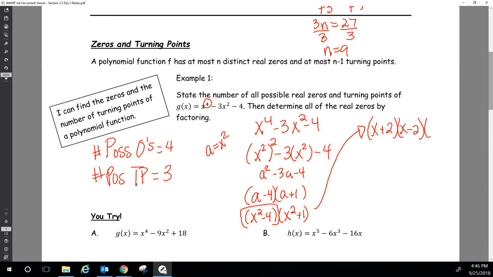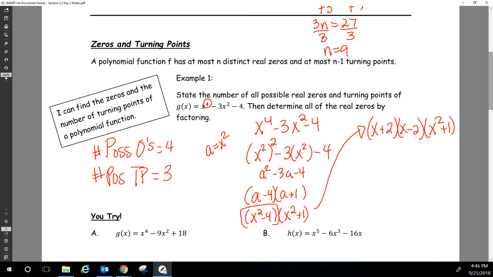For the second one here, I do have a perfect square, x squared. I have a perfect square 1, since 1 times 1 is 1. But it's not a difference of 2 squares. It's a sum of 2 squares. And sums of 2 squares are not factorable. They're what's called prime. So not factorable.